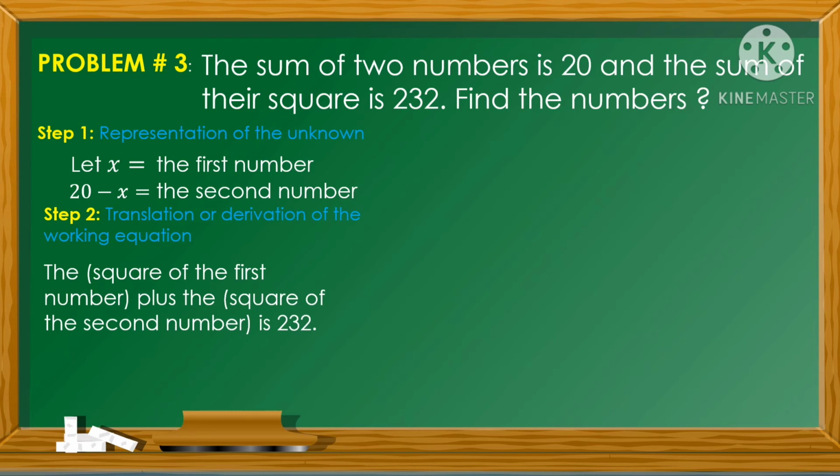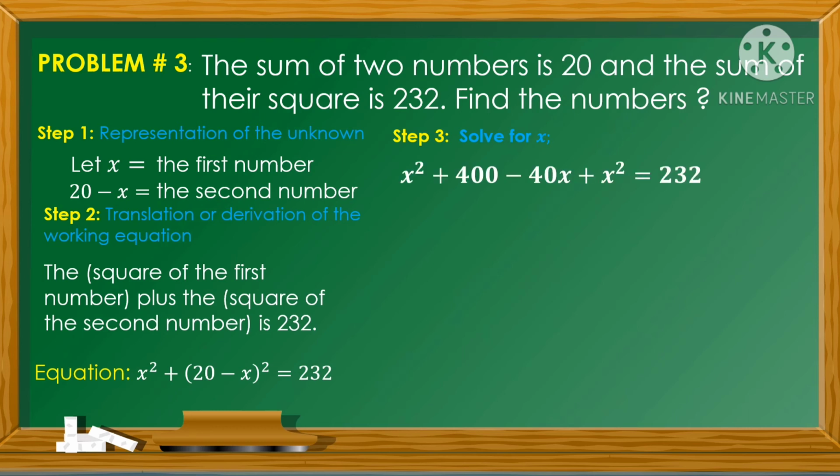Okay? So, if you write this as a mathematical equation, we'll come up with x squared, because that is the square of the first number. Our first number is x, the square of that is x squared, plus the square of the second number. Our second number is 20 minus x, so you have there (20 minus x) quantity squared, which equals 232. Okay, so this is now our working equation. We'll solve this equation to find the two numbers.